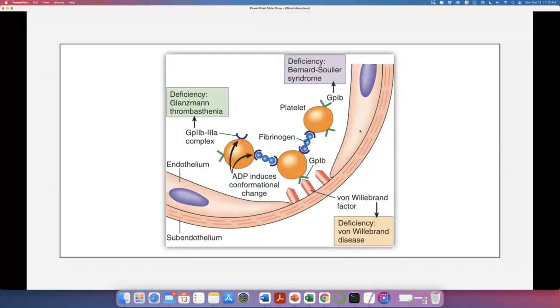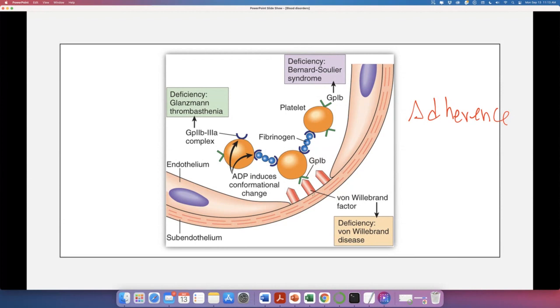We have here a diagram that shows what von Willebrand factor is. This is a protein that has different functions. The main function is to allow the binding of the platelets to the endothelium when there is a damage. Remember, the first step in the hemostasis, in the primary hemostasis, is the adherence of the platelets to the endothelium.